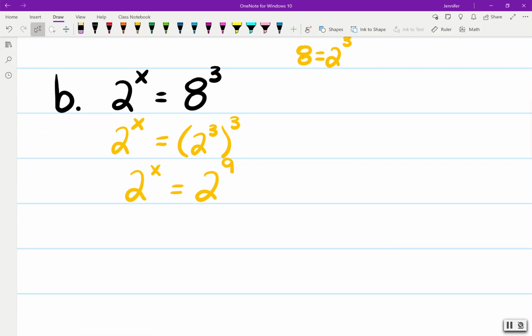Now are the bases the same? Give me a head nod. Yep. 2 and 2. So I can just say the exponents must be equal. X must equal 9.